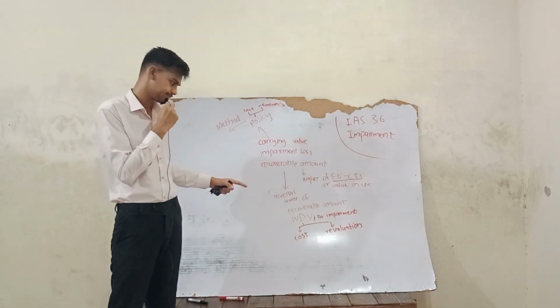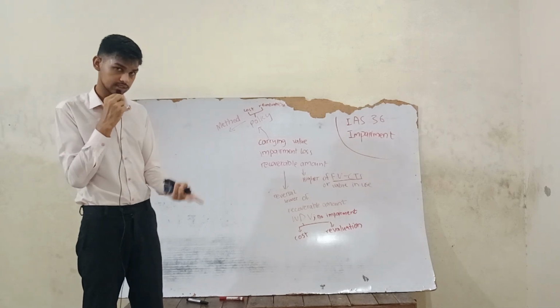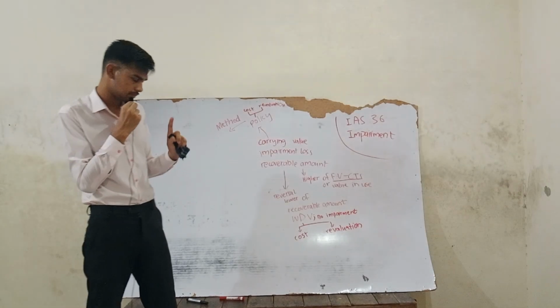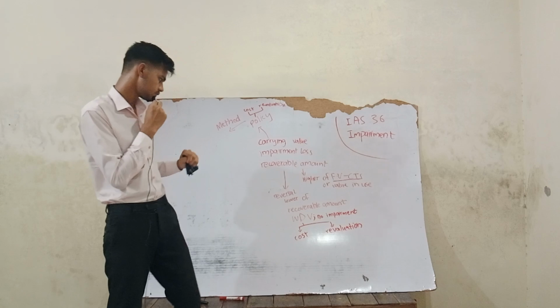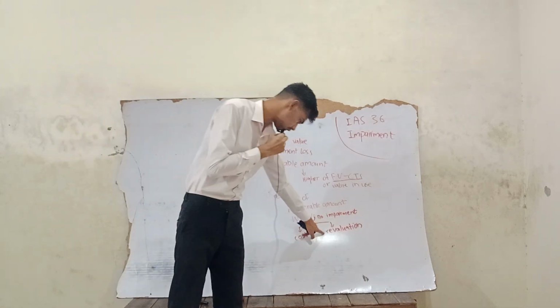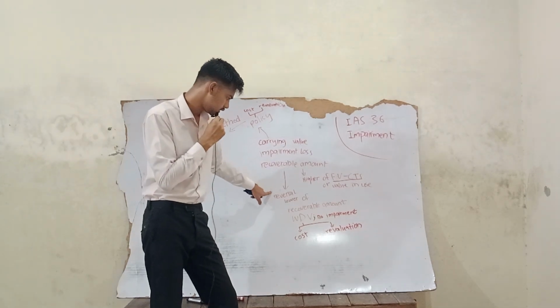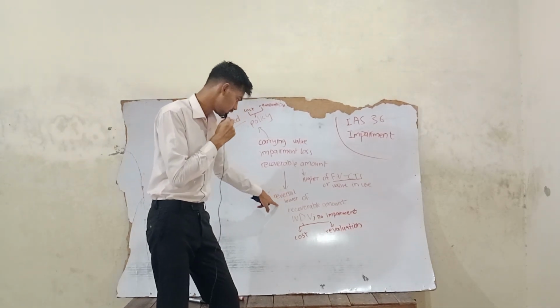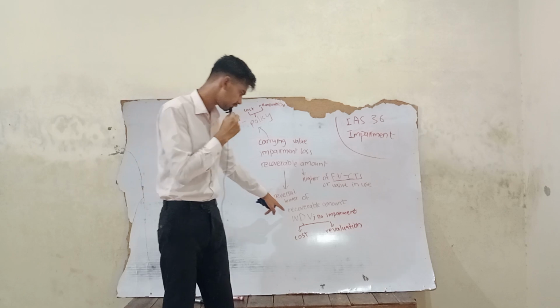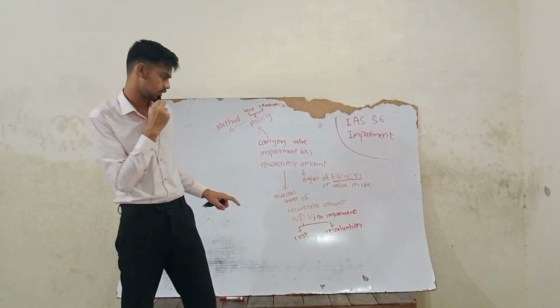And then in a reversal there are two cases. First one is the cost model, then the revaluation model. If the company is using the cost model, this is the cost model, and this is the revaluation model. First I am going to explain the rule. What is the rule? Reversal of impairment loss is the lower of recoverable amount and WDV had the impairment never taken place.